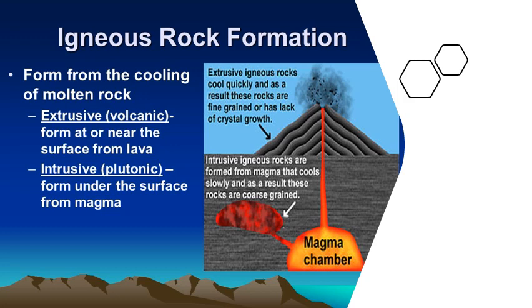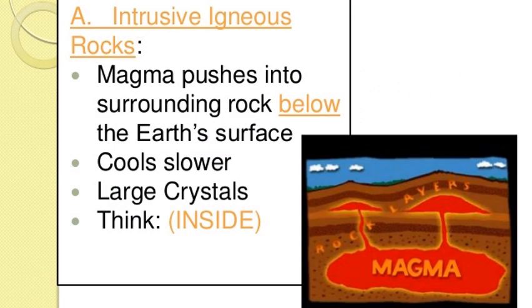Examples of plutonic rocks or intrusive igneous rocks are granite and gabbro. Please make this correction in your textbook. Now a repetition of what we had done once again. So here you can see the picture of intrusive igneous rocks. The magma pushes into the surrounding rock below the earth's surface.